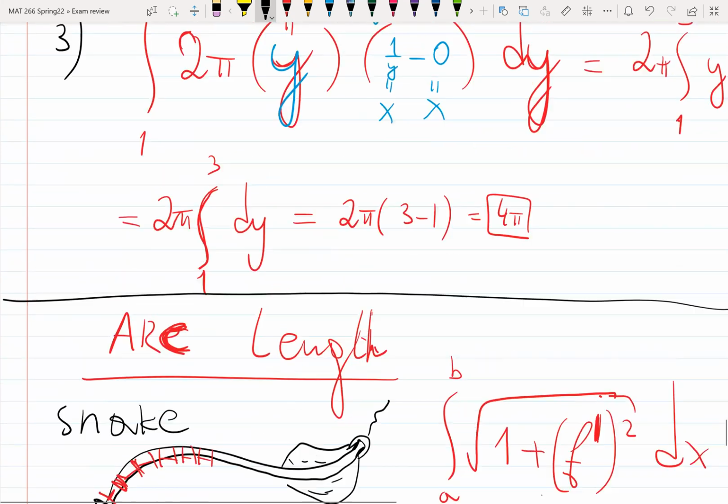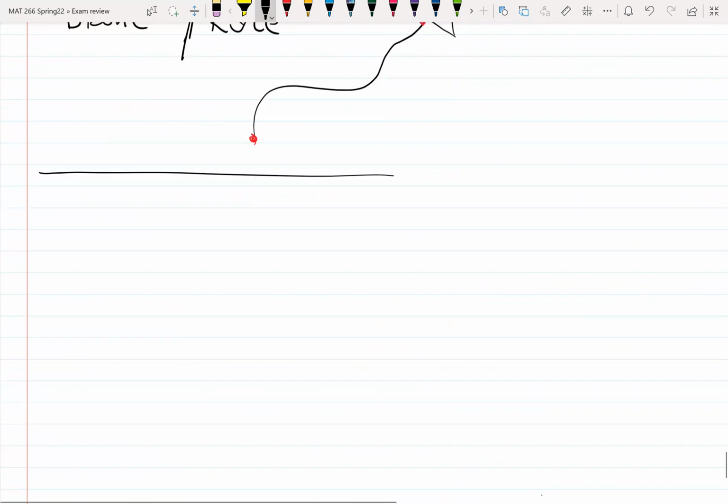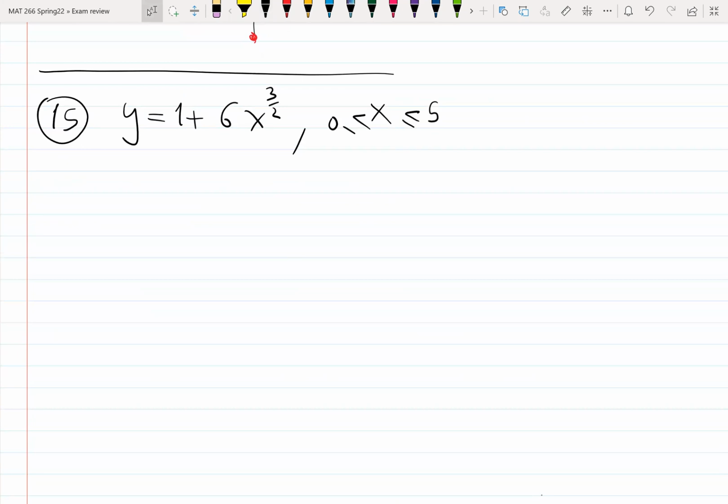Example number 15. y equals 1 plus 6x to the 3 halves, x is from 0 to 5. Well, listen, if you have x given from 0 to 5, then the integral will be dx. If you have y from 1 to 9, the integral will be dy. That totally gives away the whole situation here. So it's going to be the dx case, and everything is given. Your job is not to mess up. The length of this arc is, for example, this drone flying, blah, blah, blah.